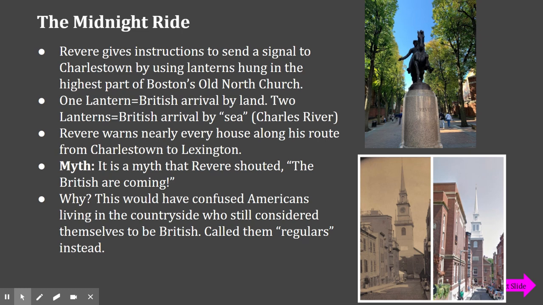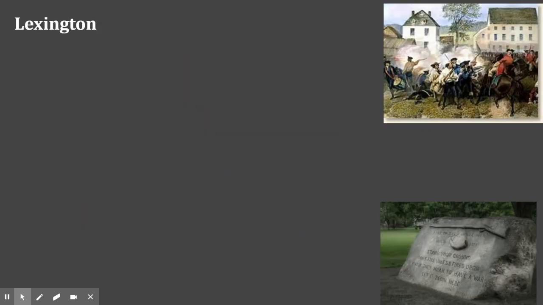The reason this is a myth is because this would have confused Americans living in the countryside who still considered themselves to be British, called them regulars instead.